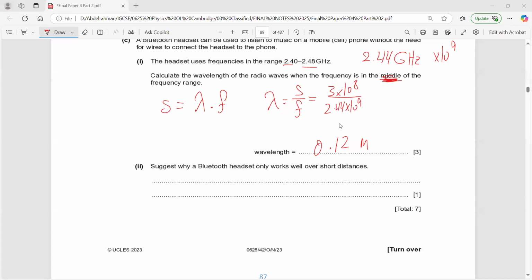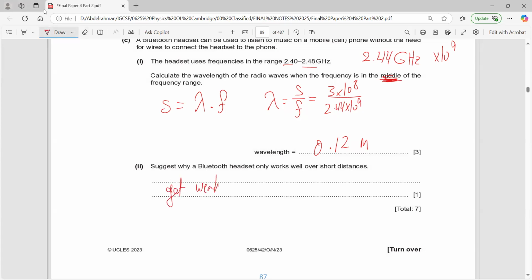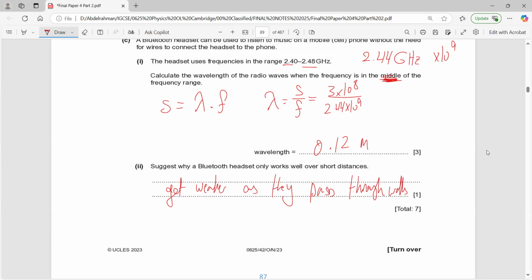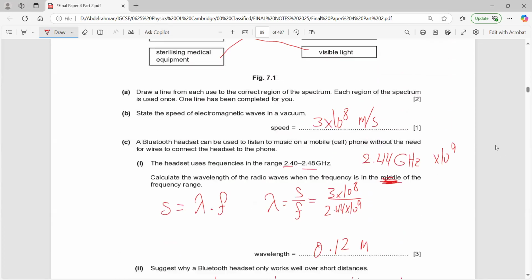When they pass through one wall, it could be weaker. Two walls, most probably it wouldn't work at all. So they lose the signal. They get weaker as they pass through walls. Let me write it down: they get weaker as they pass through walls. Okay.